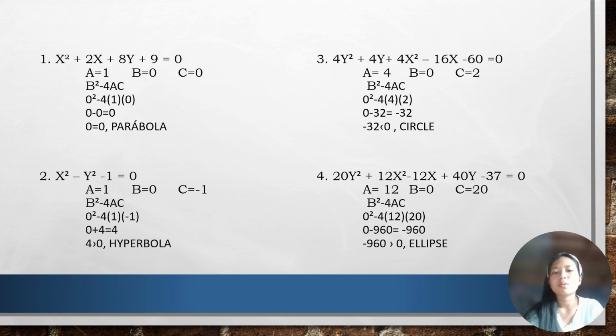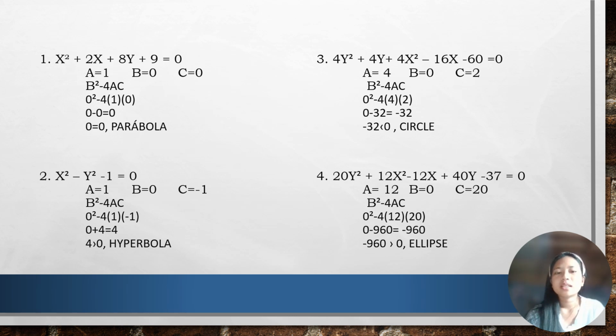Number 3, we have the given 4y squared plus 4y plus 4x squared minus 16 minus 60 equals 0. We get the values for a, b, and c. So a is equal to 4, b is equal to 0, c is equal to 2. Substitute the given in the formula b squared minus 4ac. So 0 squared minus 4 times 4 times 2. 0 squared is equal to 0. Then negative 4 times 4 is negative 16, times 2 is negative 32. So 0 minus 32 is negative 32. Negative 32 is less than 0, it is circle.